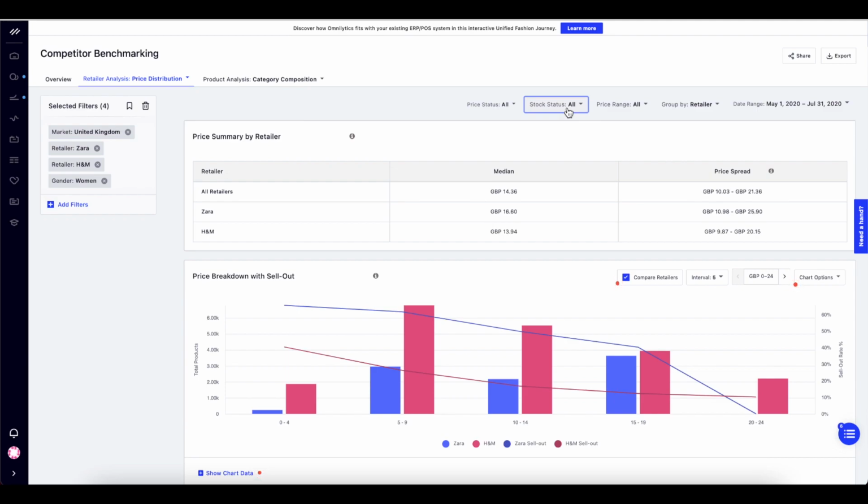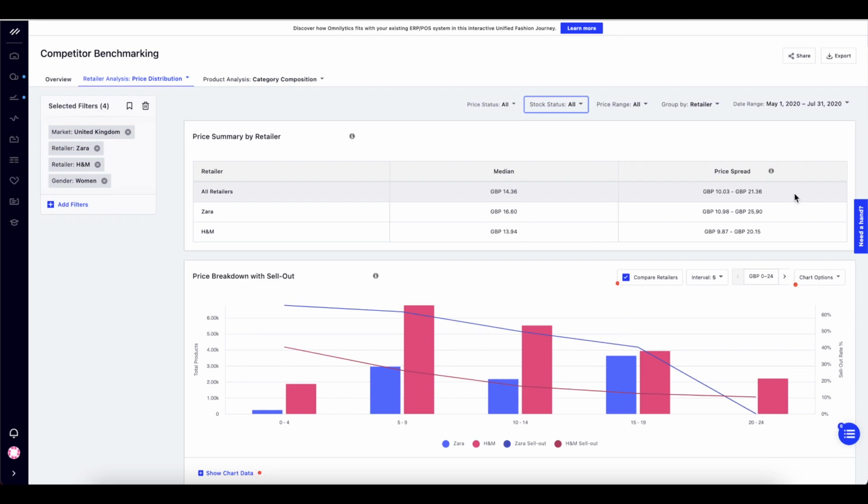The first step is to analyze the price spread of the competitor. This can be done on the Retailer Analysis Price Distribution tab. Price spread represents the sweet spot or product price point from first to third quartile for the retailer. When comparing against your product price points, it provides a good gauge on your price positioning, which is an important factor to consider to stay competitive.